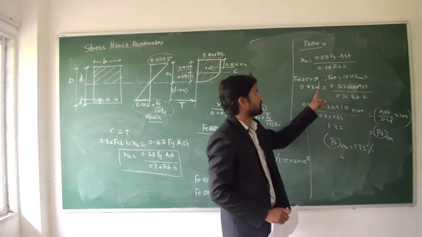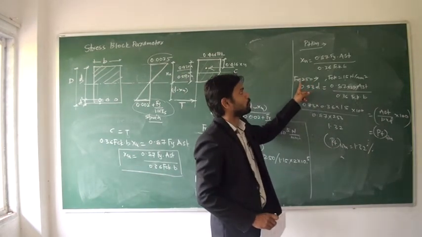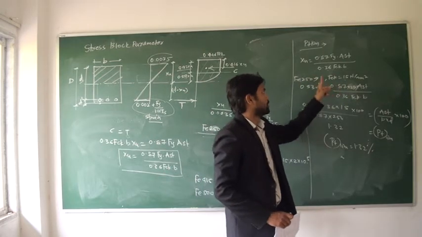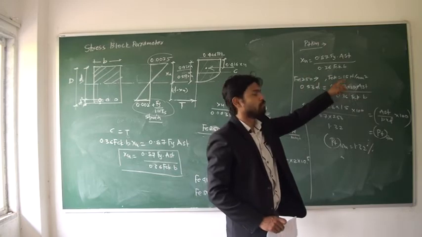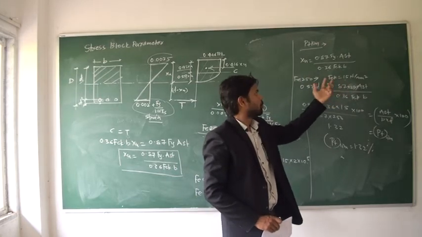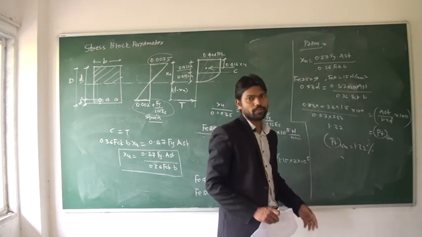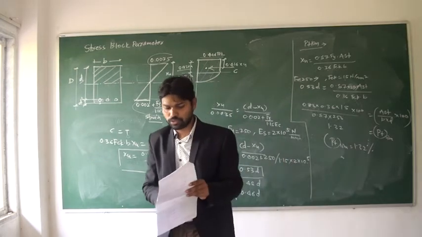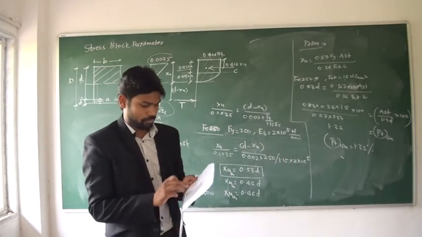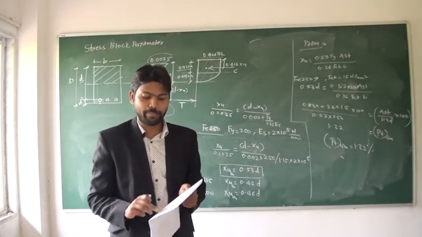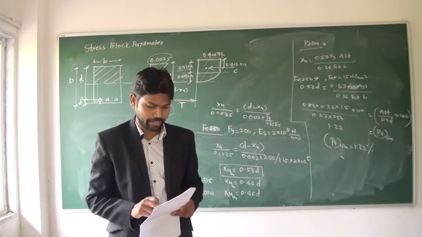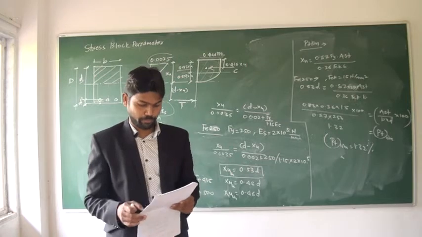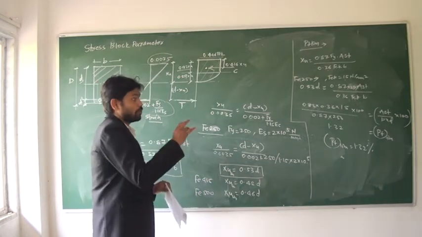You can calculate this for a number of combinations, for Fe415, Fe500, Fe250 with M15, M20, M25. In my notes, I am going to share these notes with you. I have calculated the value of PT limit for a number of combinations of 250, 415, 500 and 15, 20 and 25. Okay. So this is all about the PT limit.